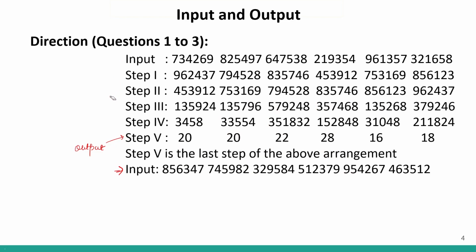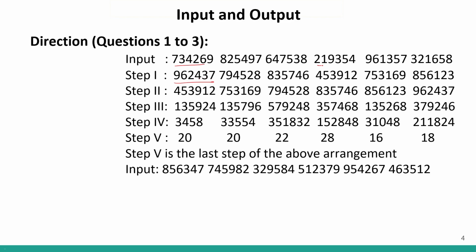The input that is given to us is this number, right? 734269, 825497, and so on. Now in step 1, we have to identify what logic is being used. If I look at this number and at this number, I can clearly see this number is the reverse order of this number, correct? Because this is 734269 and this is 962437. So this is simply the reverse order.